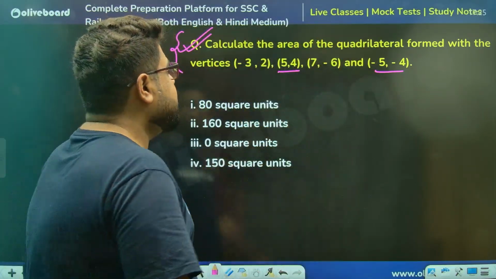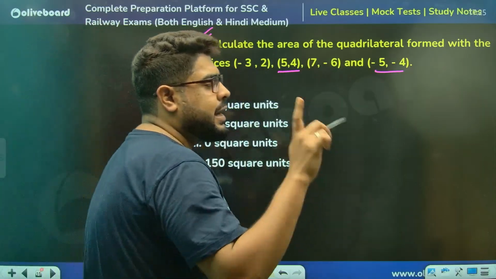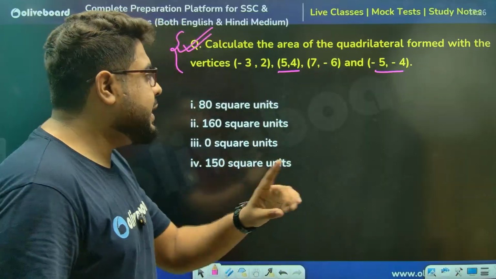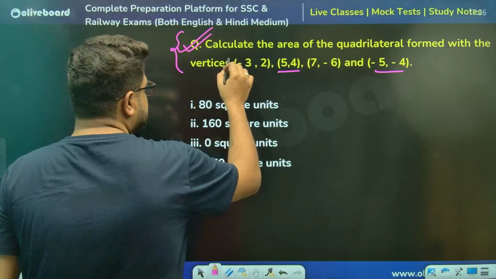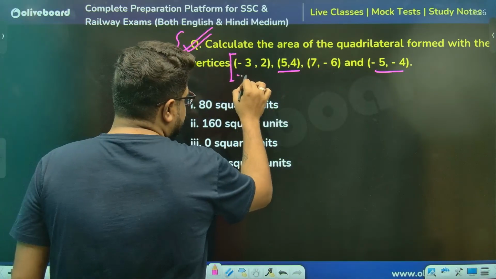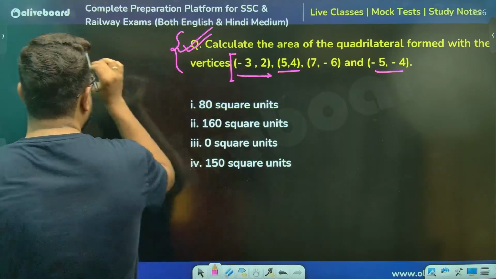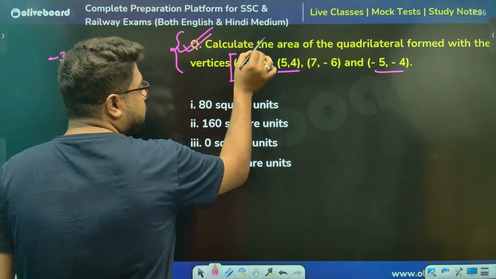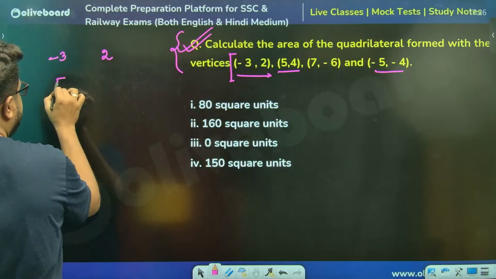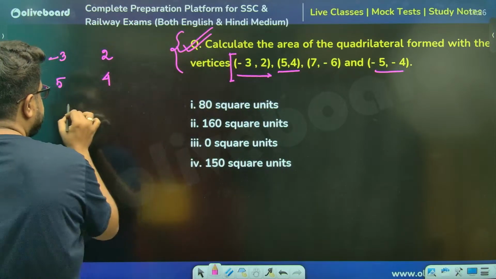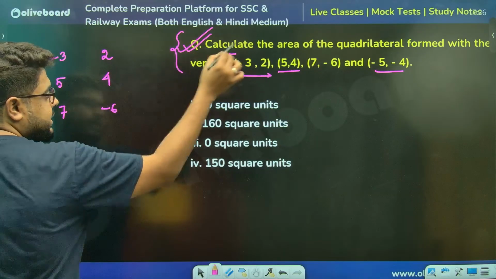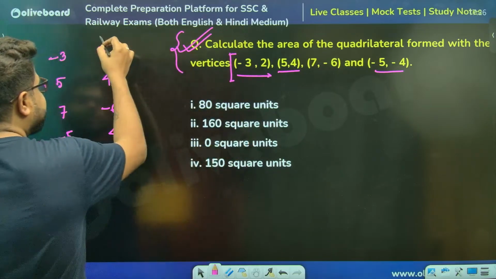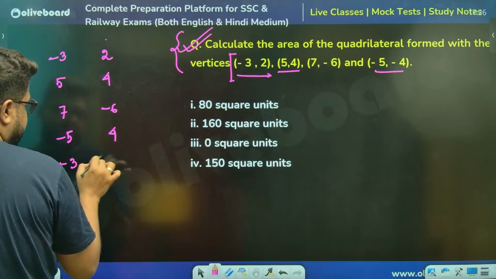So for that, be it quadrilateral, triangle, pentagon, or hexagon, I'm giving you a technique. Follow that, and you will never get lost. The only thing is, you have to follow an order. So let me write it. -3, 2. You see, I'm writing the coordinates. Next, 5, 4. Next, 7, -6. Next, -5, -4. And whatever you have started with, you have to repeat that once.